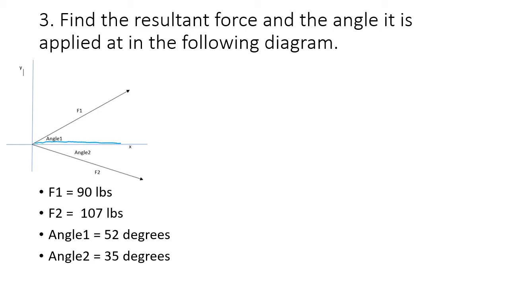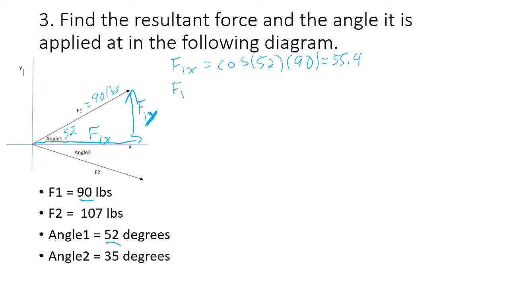I'll use blue for this one. So this is going to be F1x. That is going to be F1y. All right. So to solve for F1x, we're going to use the angle of 1 and the force of 1. So the angle is 52, so that 52 would go right here, and force of 1 is 90 pounds. So to solve for F1x, it's the adjacent side, so we're going to do cosine of 52 times 90, and that ends up equaling 55.4 pounds. F1y is going to be the opposite side, so it's going to be sine of 52 times 90, that ends up equaling 70.9.